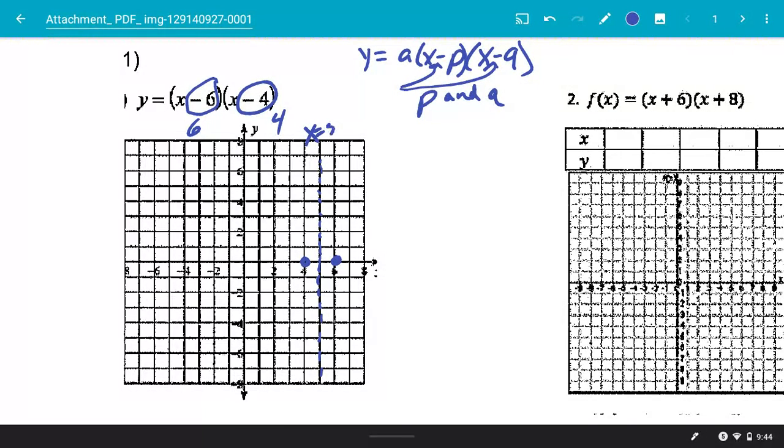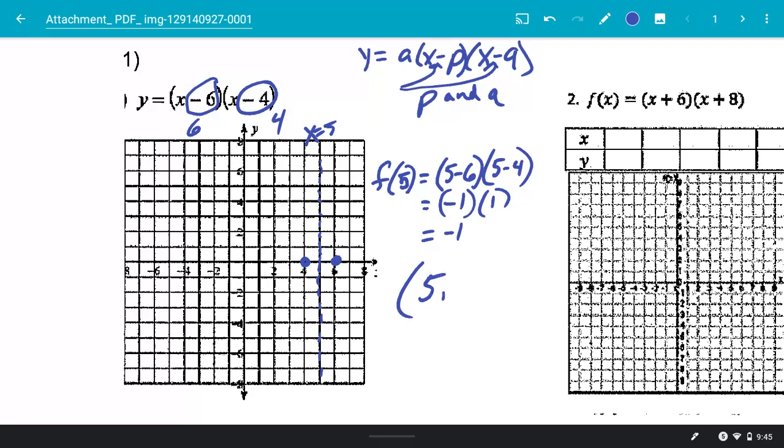X equals 5. So now I take that 5 and I plug it into the equation. F of 5 would be 5 minus 6 times 5 minus 4. 5 minus 6 is a -1. 5 minus 4 is a 1. -1 times 1 is a -1. So my vertex now is 5, -1. There is my parabola.